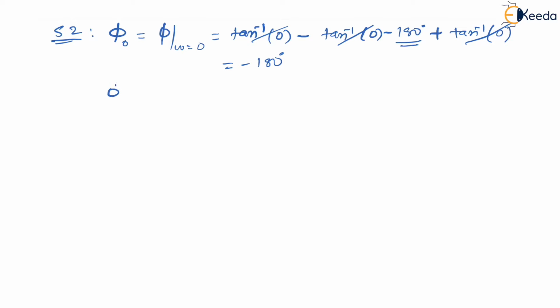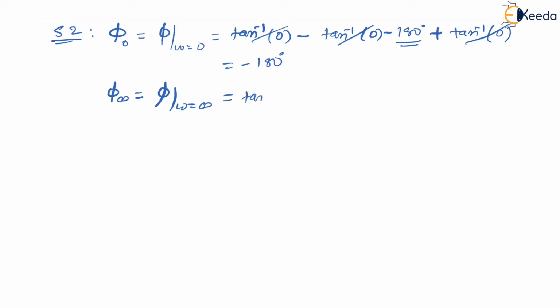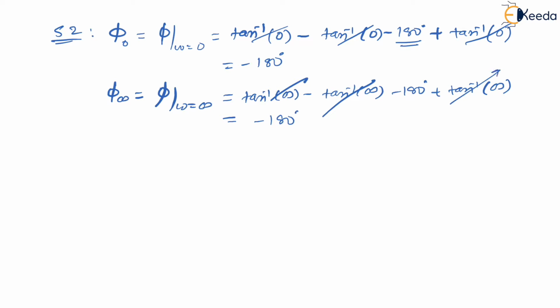Now next, you have to find phi of infinity. What is phi infinity? Phase at omega equal to infinity. So if I place omega as infinity in this angle equation, what do I get? If we check out, these two will get cancelled, right? And we get minus 180 degrees, and tan inverse of infinity is nothing but 90 degrees, so you get plus 90 degrees. So this becomes minus 90 degrees, right?